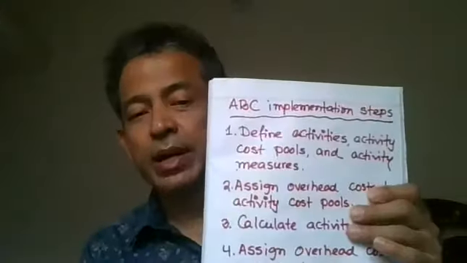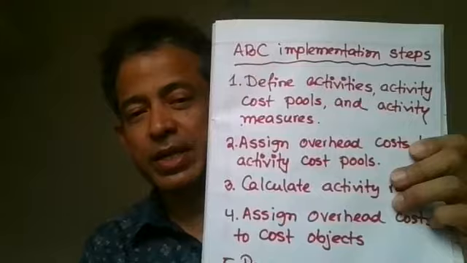All right. So that leads us to the steps in implementing ABC. ABC implementation steps. What do we have here? Step number 1 is define activities. So you sit down, we have a consulting team or ABC design and implementation team. Their first job is to define activities. Like for universities, we say teaching is an activity. Grading is another activity. Counseling is another activity. And advising is another activity.